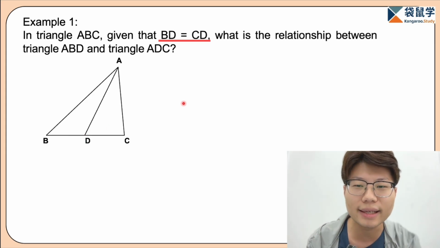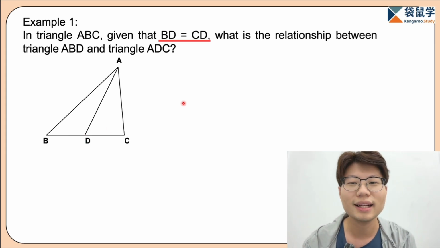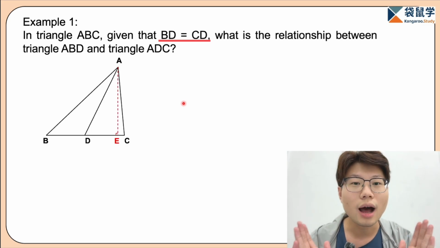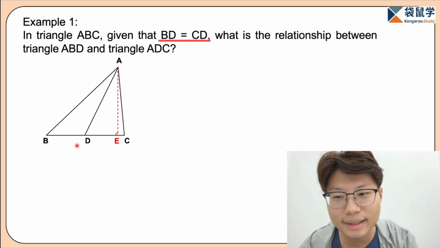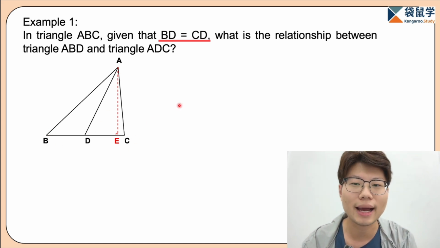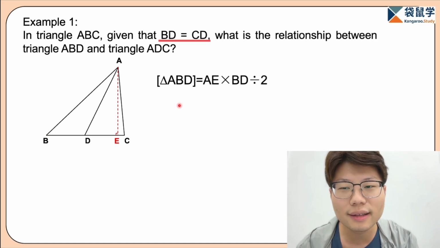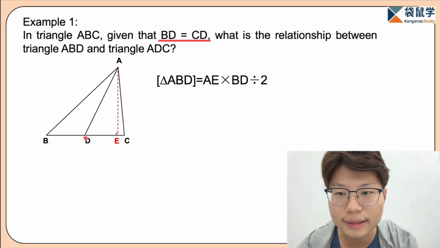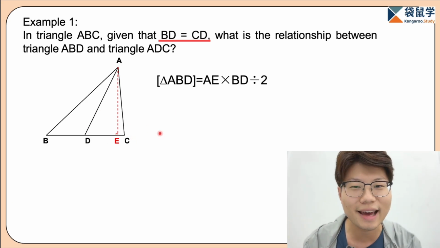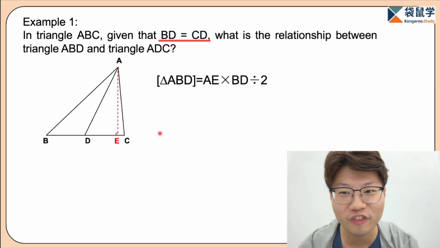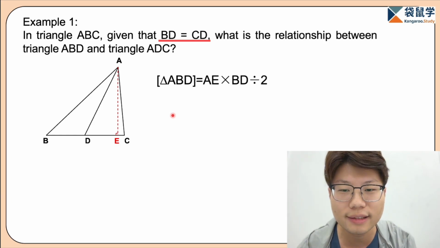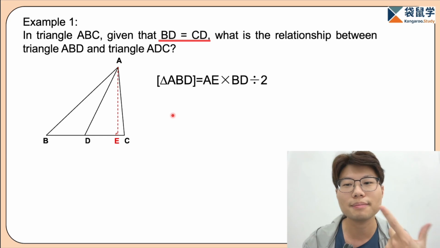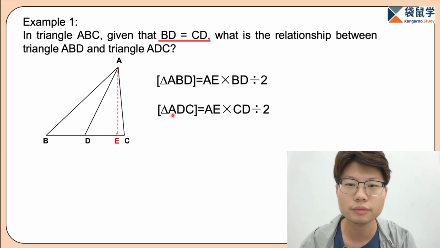Let's look at triangle ABD. If we take BD as the base, where is the height? Let's make the height AE. Then how to represent the area of triangle ABD? It is BD times AE divided by 2. And similarly, let's make the height of triangle ADC if we take CD as the base. Whoa, what can we find here? The height is also AE. Then the area of triangle ADC is AE times CD divided by 2.